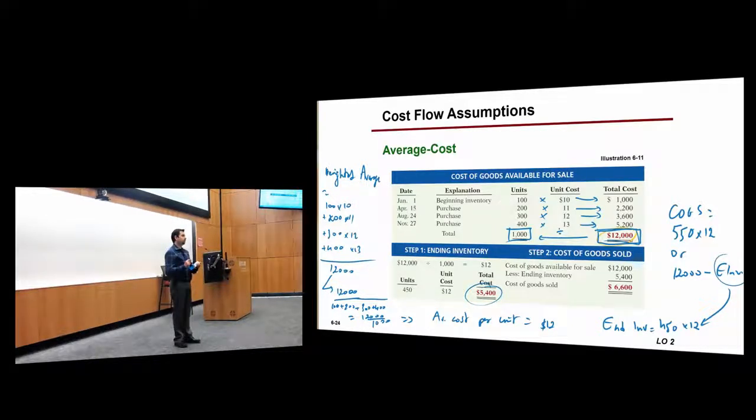They have ending inventory. As you can see, ending inventory under the average cost ended up with 5,400. And the cost of goods sold under average cost was 6,600. Under LIFO, I believe it was 5,000 and 7,000. So the 12,000 will always be the same. What will change is the composition of those 12,000. How much will go to cost of goods sold, and what is the remaining part that will go to the ending inventory?